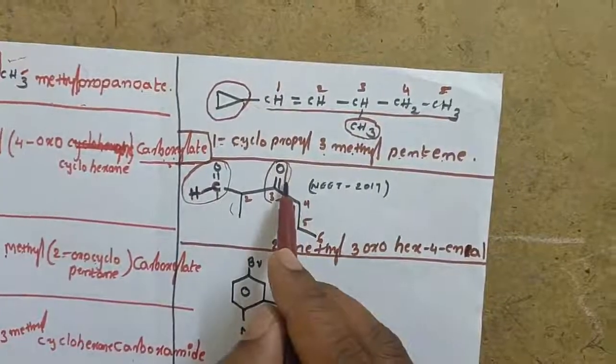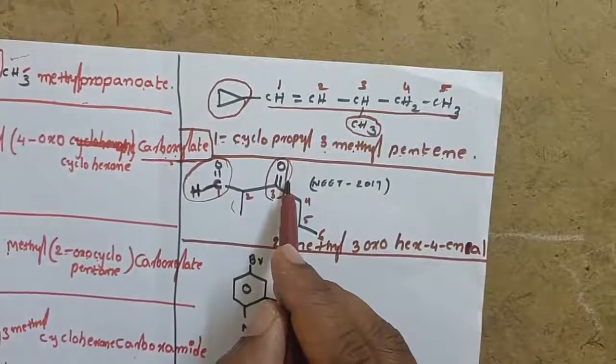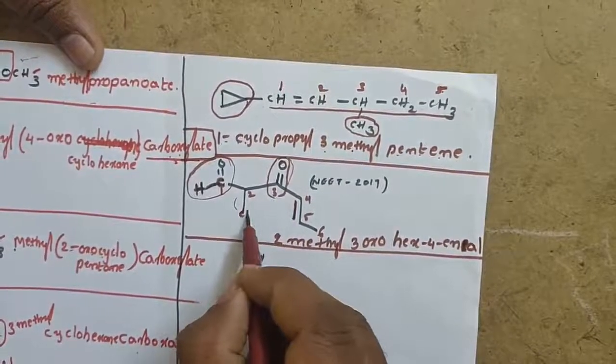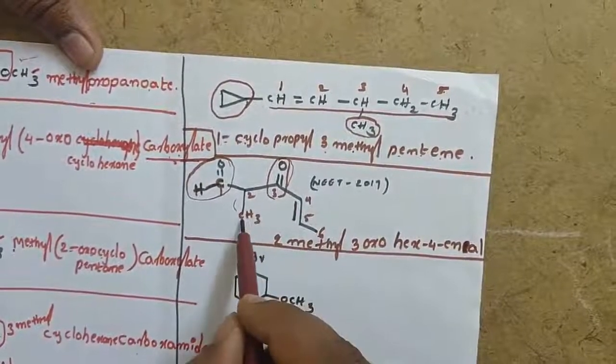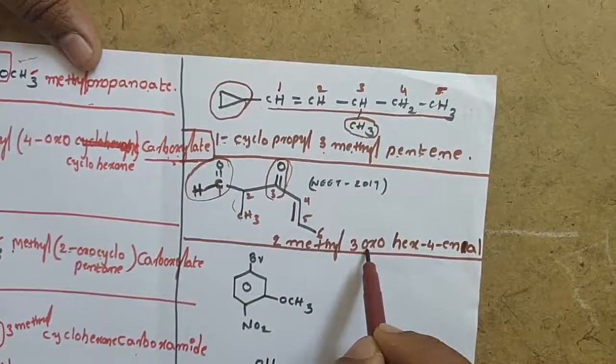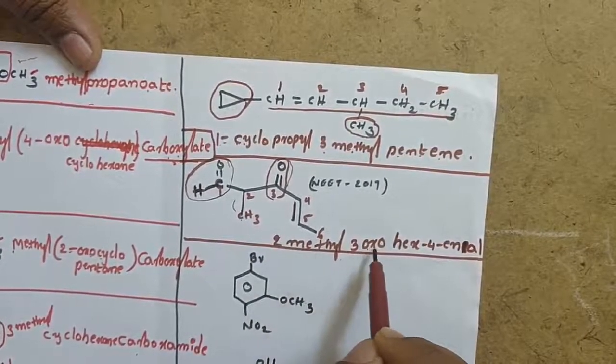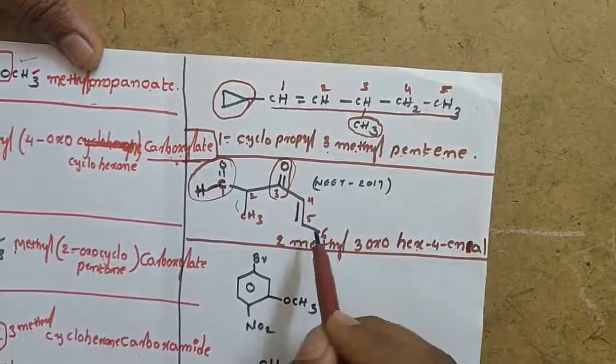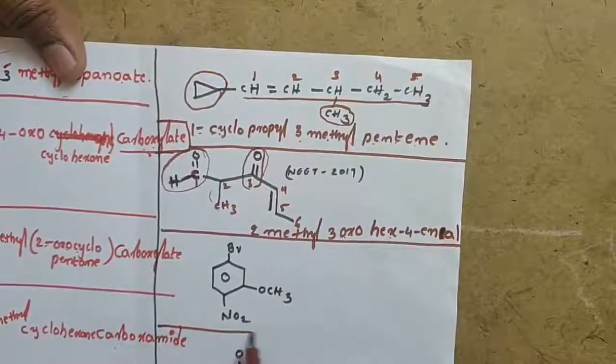Why? Because it is a ketone functional group, and the ketone functional group prefix is oxo. This is a methyl. That's why M comes first, after that comes O. That's why 2-methyl-3-oxo-hex-4-en-al. This is the entire name of that compound.